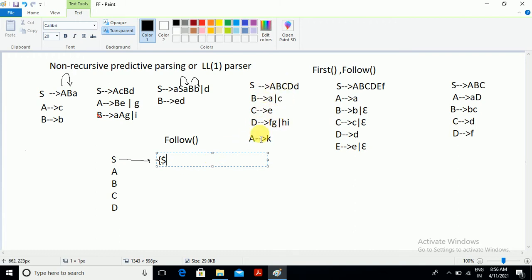We don't have S in any other production, so it is not going to be followed by any other character except dollar. So dollar is the first and final one for the start symbol. Yes. Let us go to the capital A.